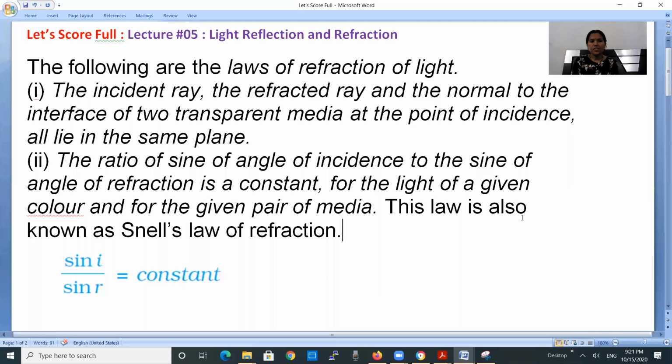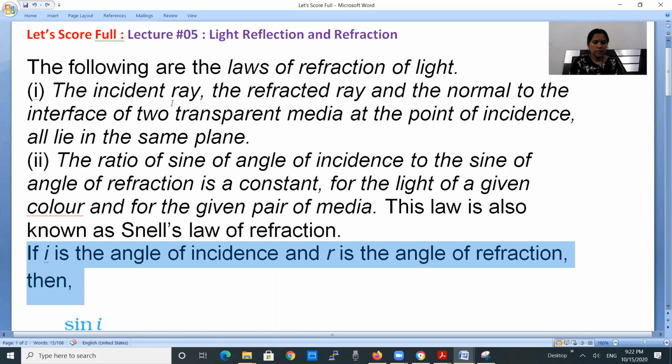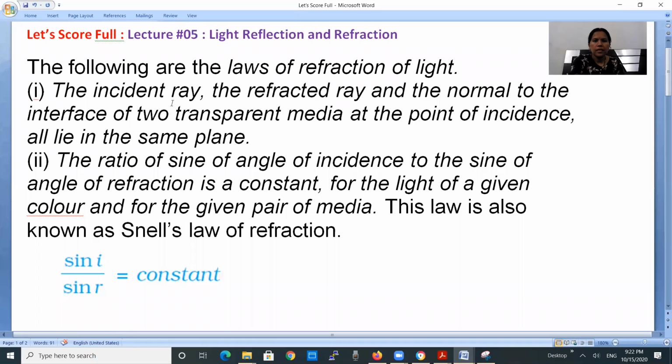Okay, so let's learn the laws of refraction. The way we have learned laws of reflection, in the same way we have a few laws for refraction. Refraction के laws क्या क्या हैं? First law: the incident ray, refracted ray, and the normal to the interface of two transparent media at the point of incidence all lie in the same plane.